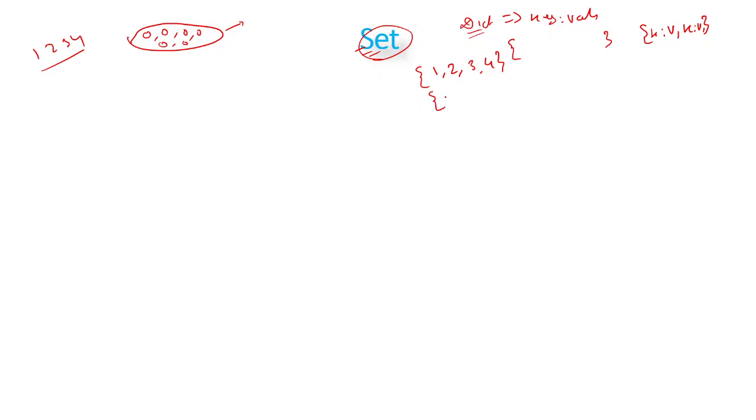Suppose 1 came 10 times, and 2 came suppose 20 times. Suppose, yeah, something like that. Okay, so let me give you a better example.